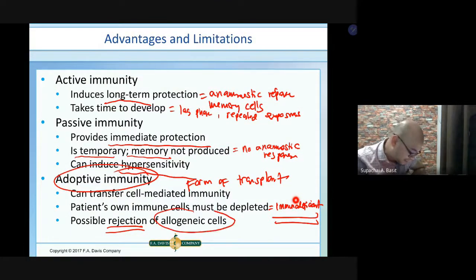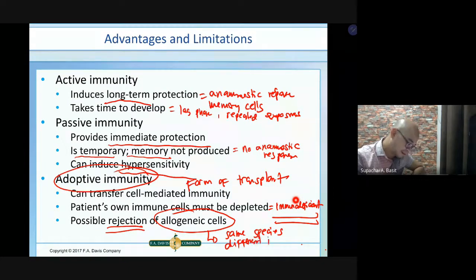Again, what do you mean by allogenic cells? Allogenic cells means same species, different individuals. Okay, so there's a possibility of rejection of allogenic cells. Okay, so that's the limitation.